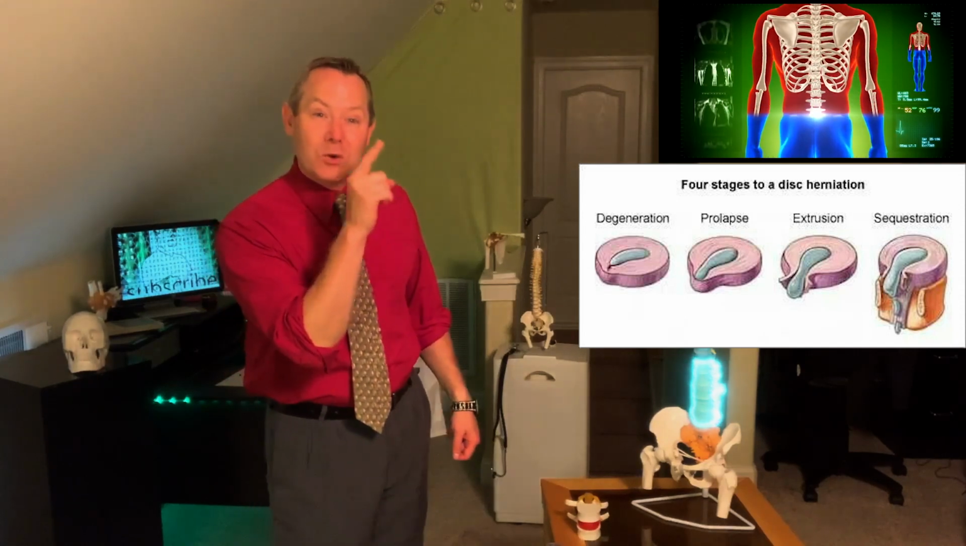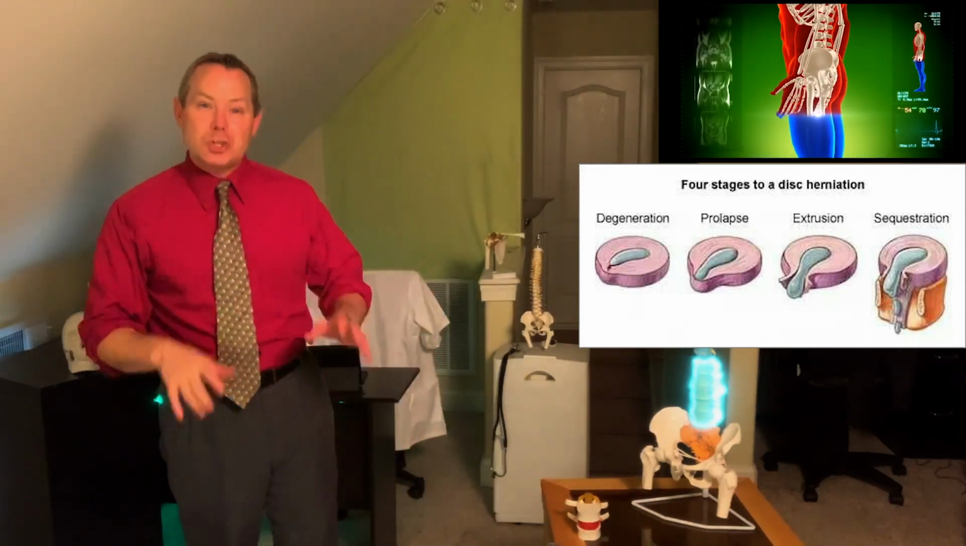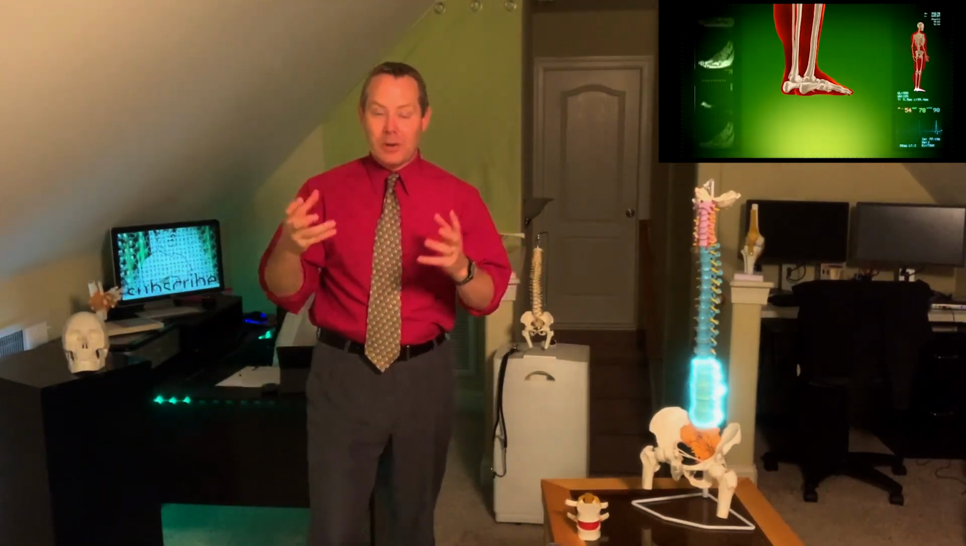That's right. Now, there's 4 different kinds of disc problems. We're talking about a degenerative disc, then you have a prolapse disc, then you have an extrusion, and then you have a sequestration. I'm going to leave a little pic right up here, and that's going to show you exactly what I'm talking about. Those 4 phases are what happens to a disc when it starts to break down.